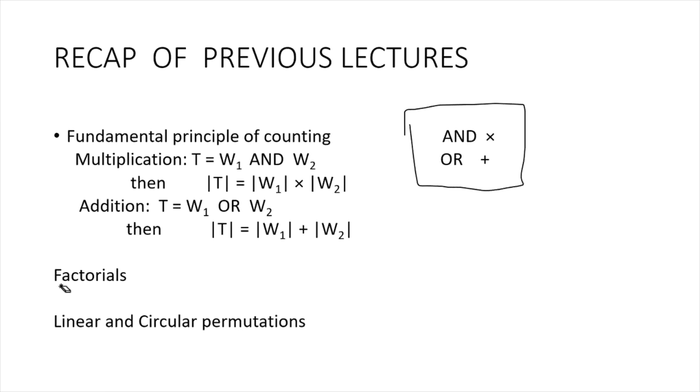And then we have defined factorials. I think you are familiar with factorials by this time. And then we have discussed linear and circular permutations. If you arrange things in a line, then it is a linear permutation. If you arrange things in a circle, then it is a circular permutation. We have discussed linear permutations and circular permutations in detail.